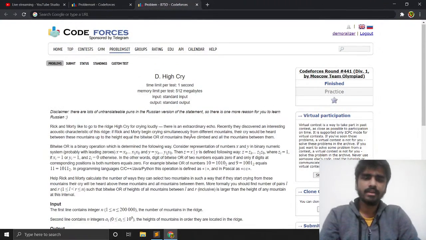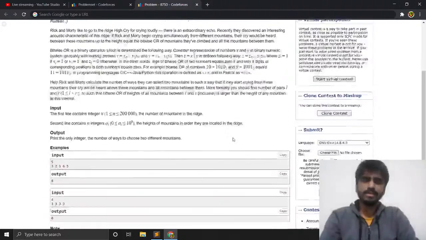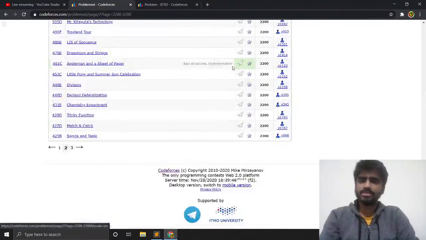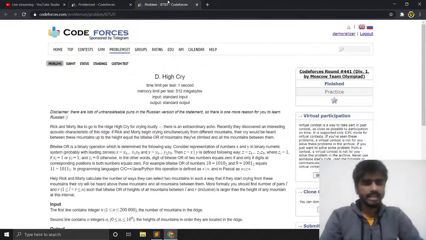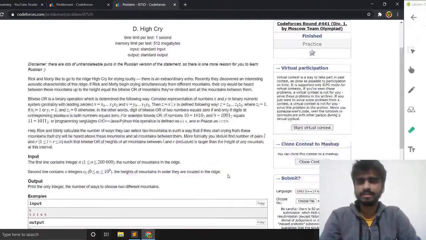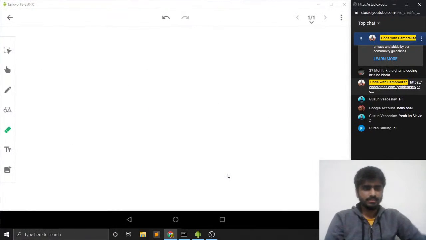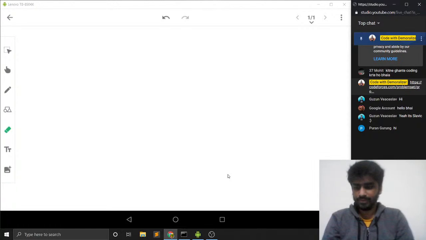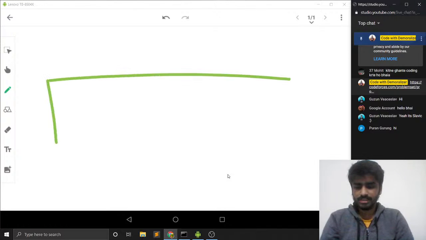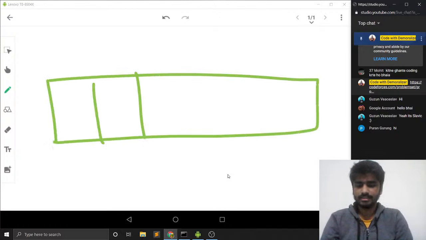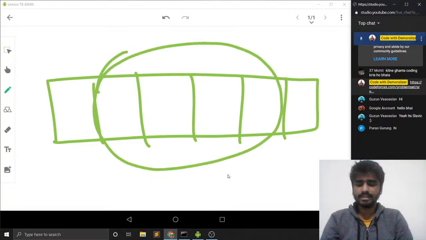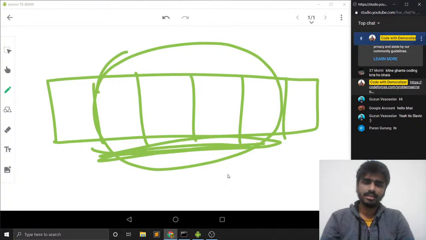So I put the link of this problem in the chat. It's a 2200 difficulty problem, which is the difficulty I'm currently solving. So let's see where we were at. Oh, hi Slavic. Hi Puran. Anyway, the question was basically that we have an array and we want to count the number of subarrays such that the OR of the subarray is greater than the maximum element of the subarray.